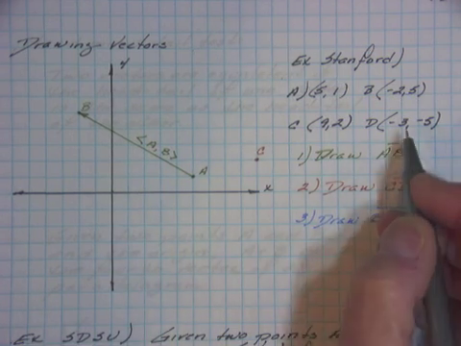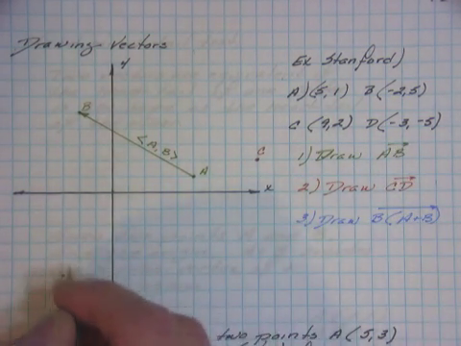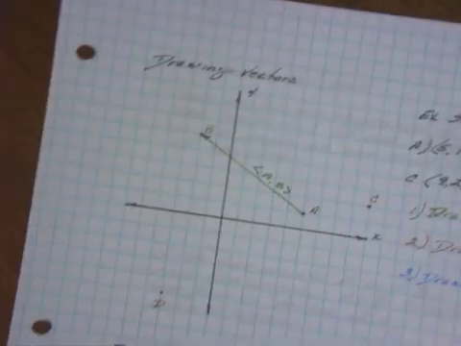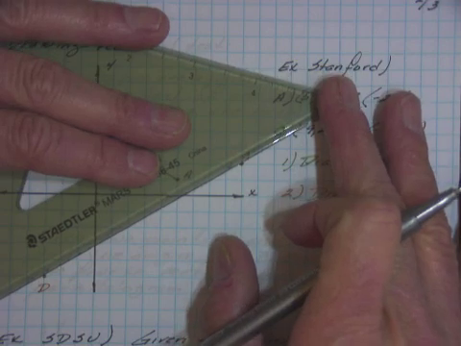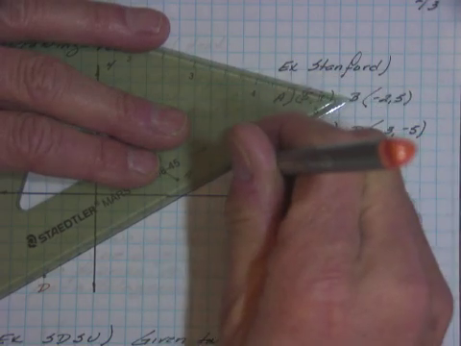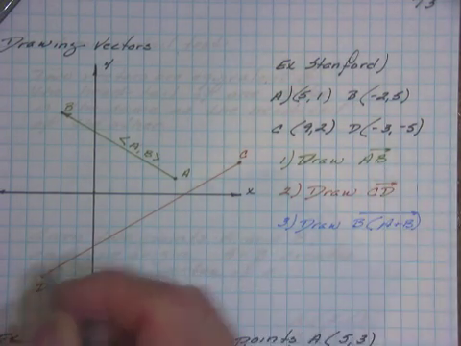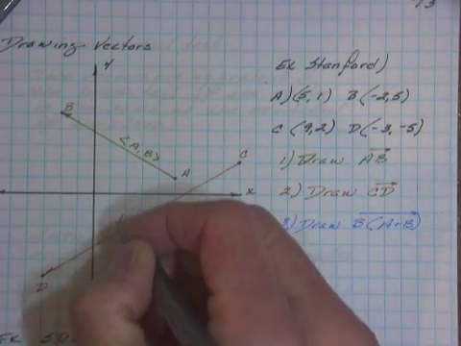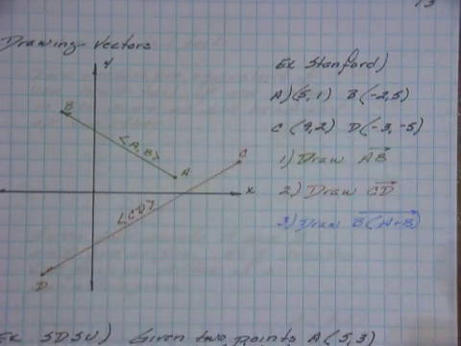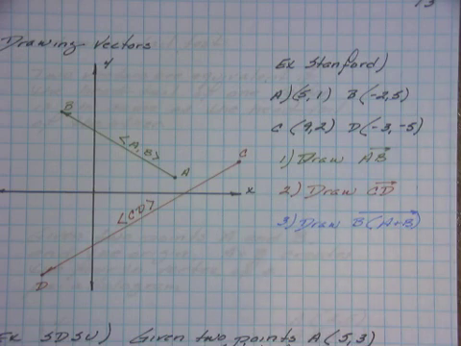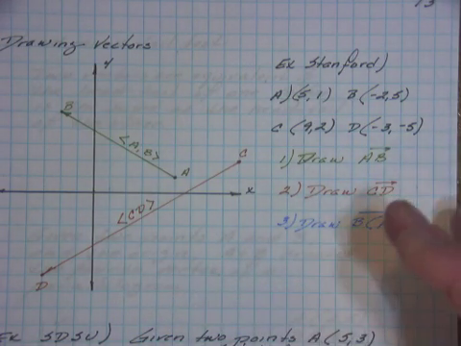Okay? The next one, let's draw vector CD. So let's plot C. C is at (9, 2), so 2, 4, 6, 8, 9, 2. So there's point C. And D is at (-3, -5). So there's D. Get out our straight edge. Just like that. Now, C is the tail and D is the head. So this is vector CD.